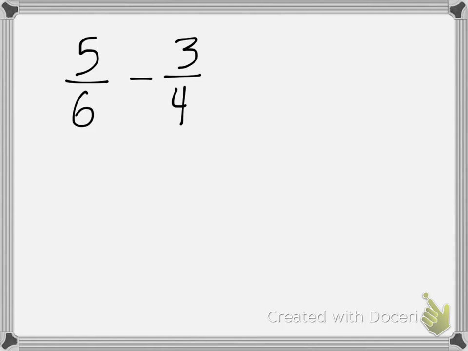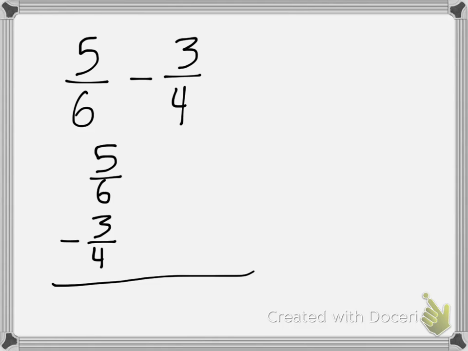Okay, so my first step, line it up vertically. 5/6 minus 3/4. Now I've got to find a common denominator. So my common denominator in this case, I always put the equal signs and the lines. My common denominator in this case could be two different things. Actually, it could be a number of different common denominators.